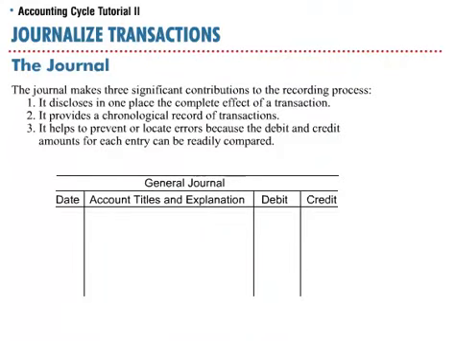Transactions are initially recorded in a chronological order in a journal before they are transferred to the account. Companies may use various kinds of journals, but every company has the most basic form of the journal, the general journal. The journal makes three significant contributions to the recording process. 1. It discloses in one place the complete effect of a transaction. 2. It provides a chronological record of transactions. 3. It helps to prevent or locate errors because the debit and credit amounts for each entry can be readily compared.